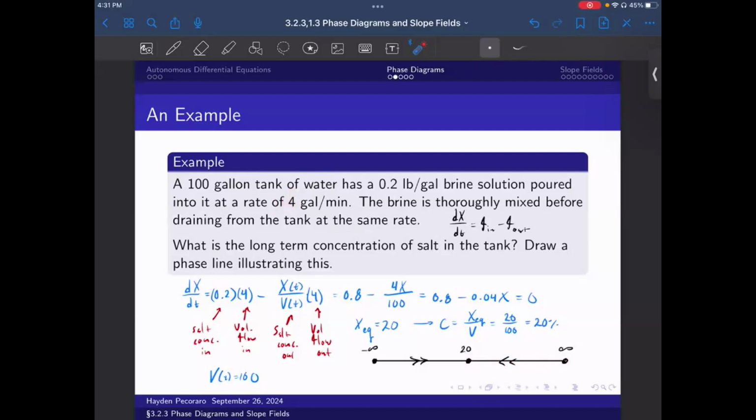We're draining out more salt than we're putting in, is what I mean. The flow rate is the same in and out. Okay, and so this right here is how we use our phase diagrams. 20 for all initial conditions x is 0.